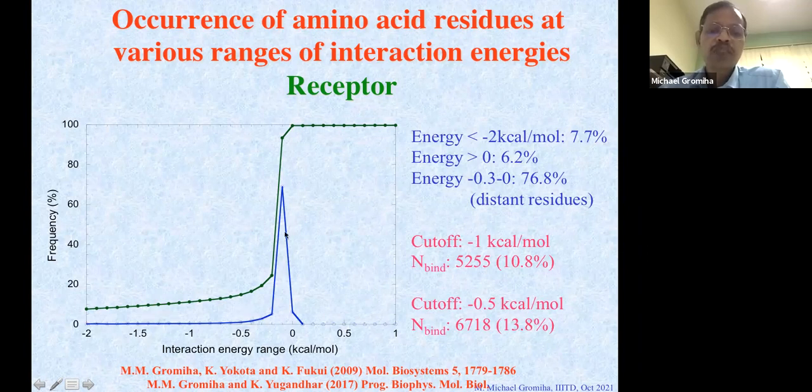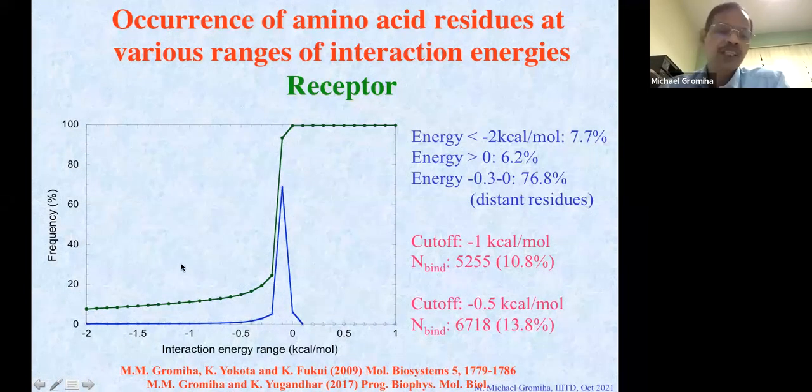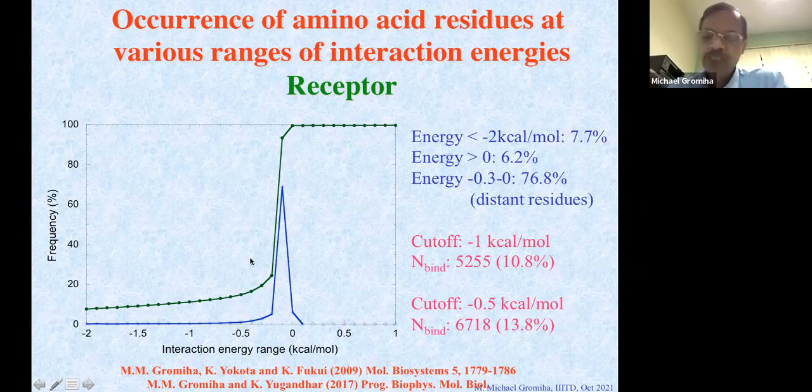In the blue one, about 70% are close to zero. That means about 73% of residues are not in contact with the residues in the partner. The green one is the cumulative, so the total will be one. With a cutoff of -1 kilocalorie per mole, that is about 5,000 residues, around 10% of the residues, which are at the interface. If we use a cutoff of -0.5 kilocalorie per mole, you can see about 14% of residues at the interface. We compared this data with the distance-based criteria, and generally you see similar residues, but in some cases some residues are missing in the energy-based criteria because of repulsive interactions.